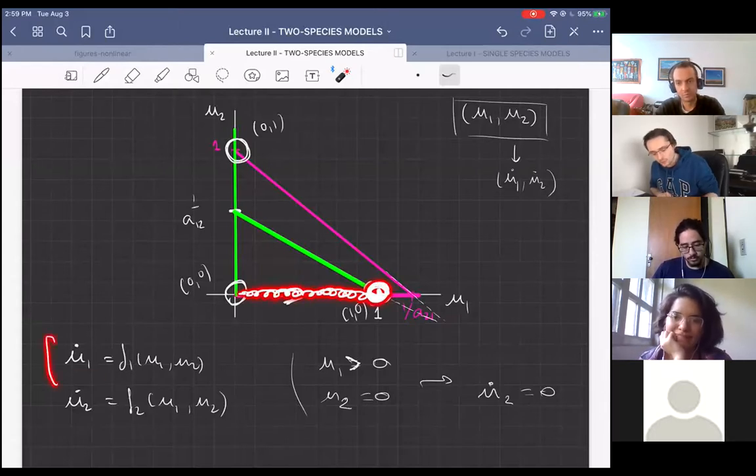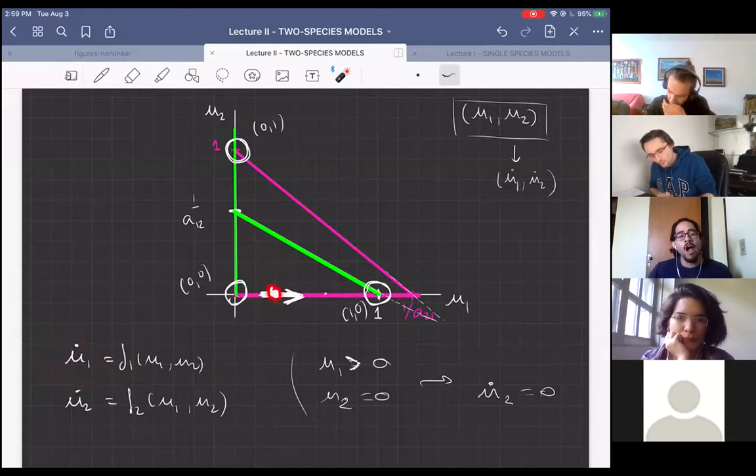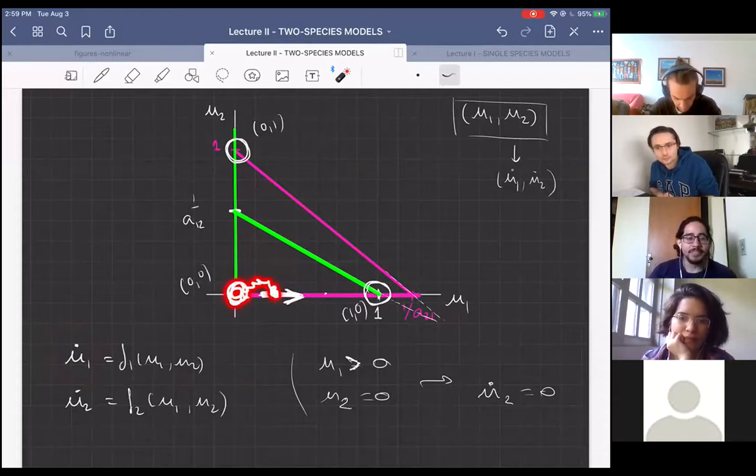If you do the substitution here, and you get that the derivative of U1 is negative, then if you stay here, you would move to the left, and you will end up in extinction. Okay, is this clear? Because now we're going to make it a little bit more complicated.